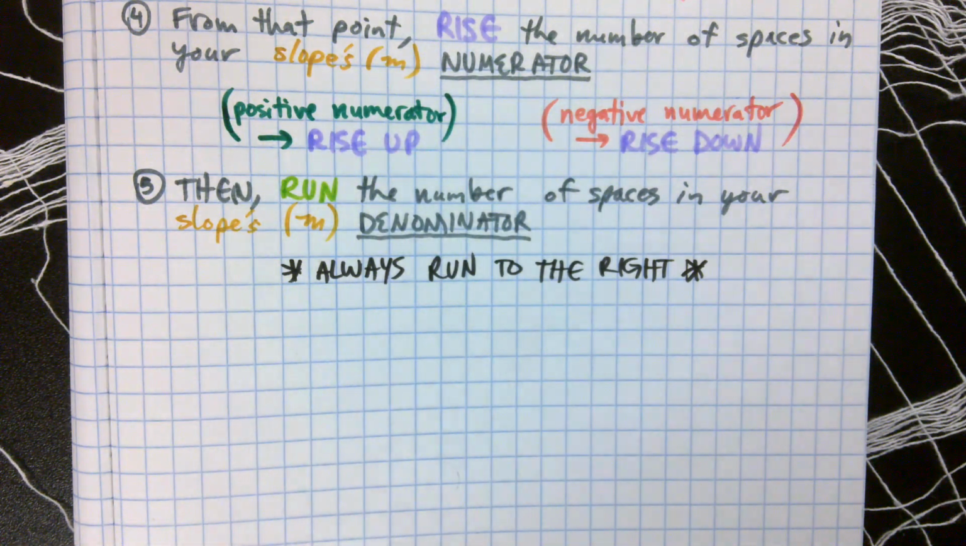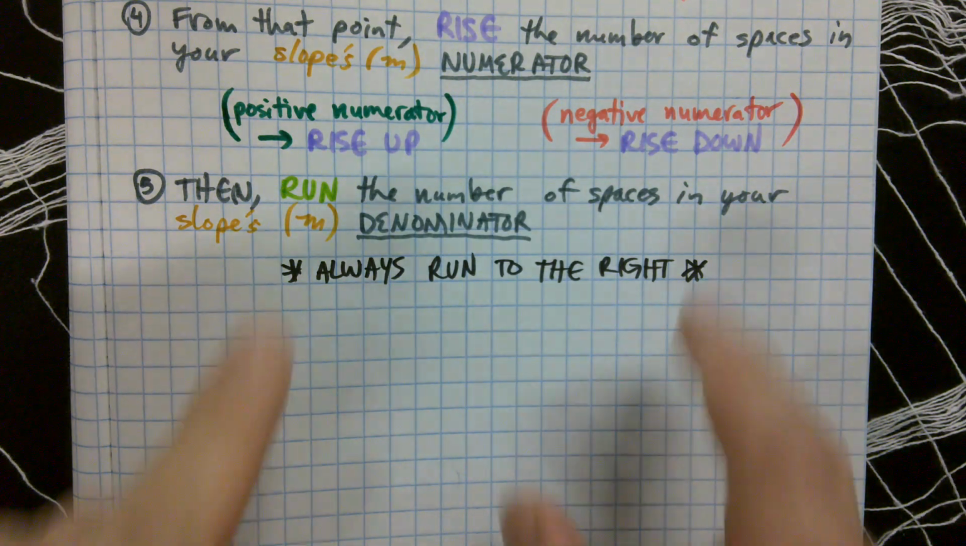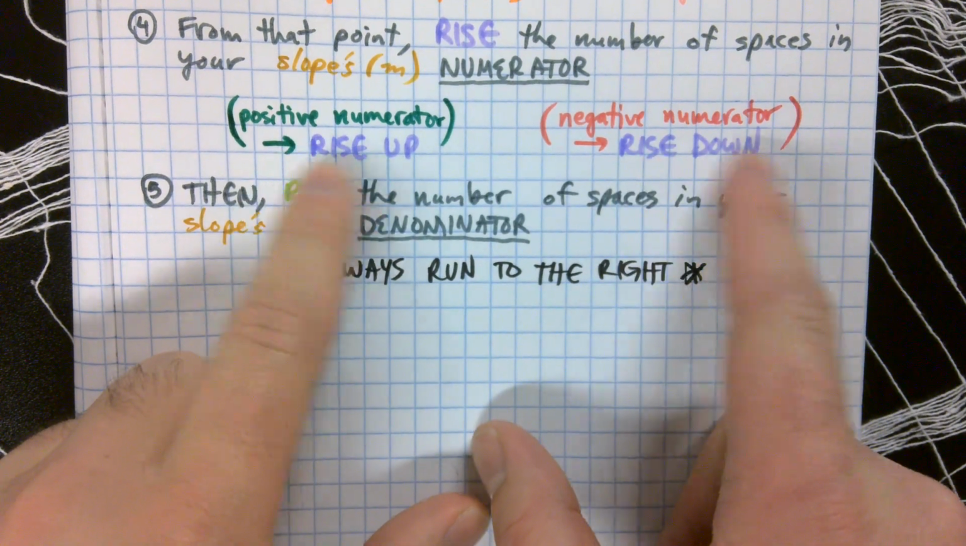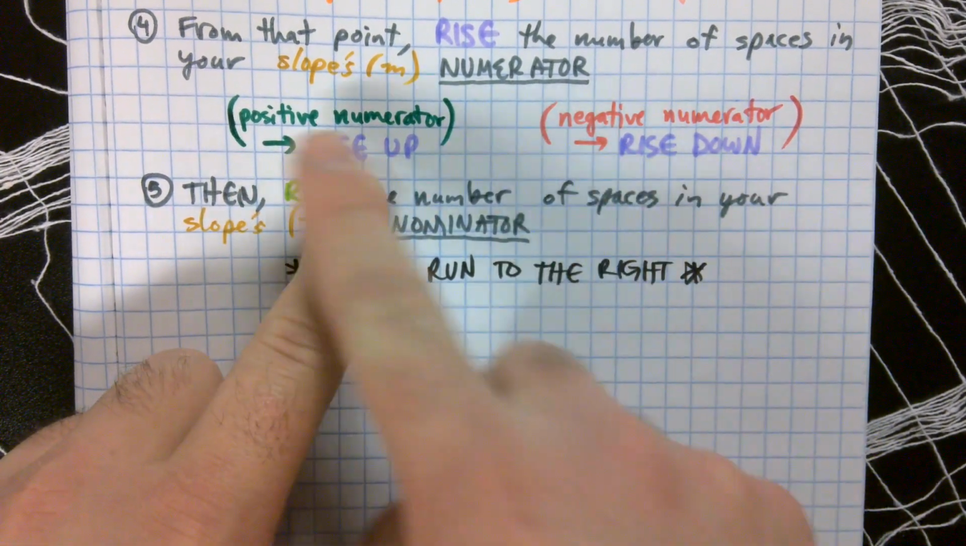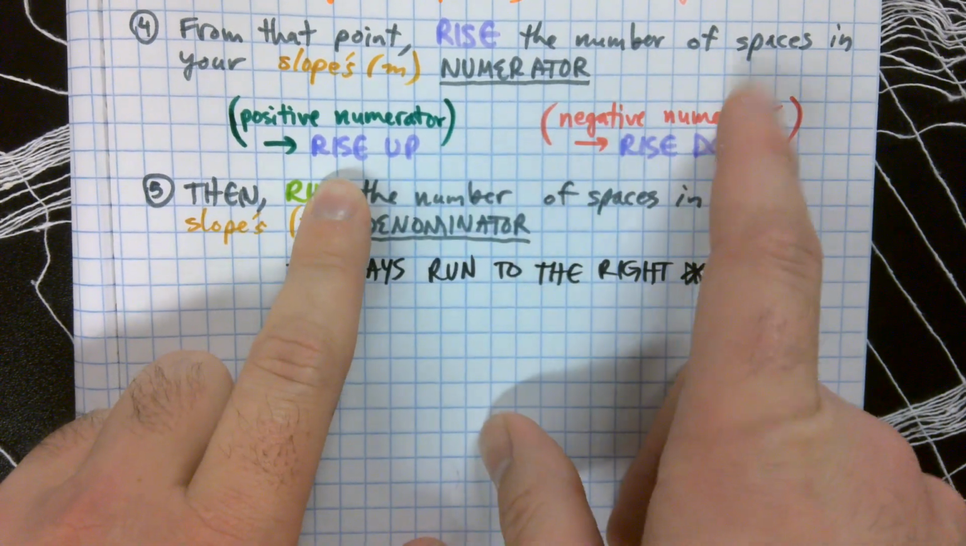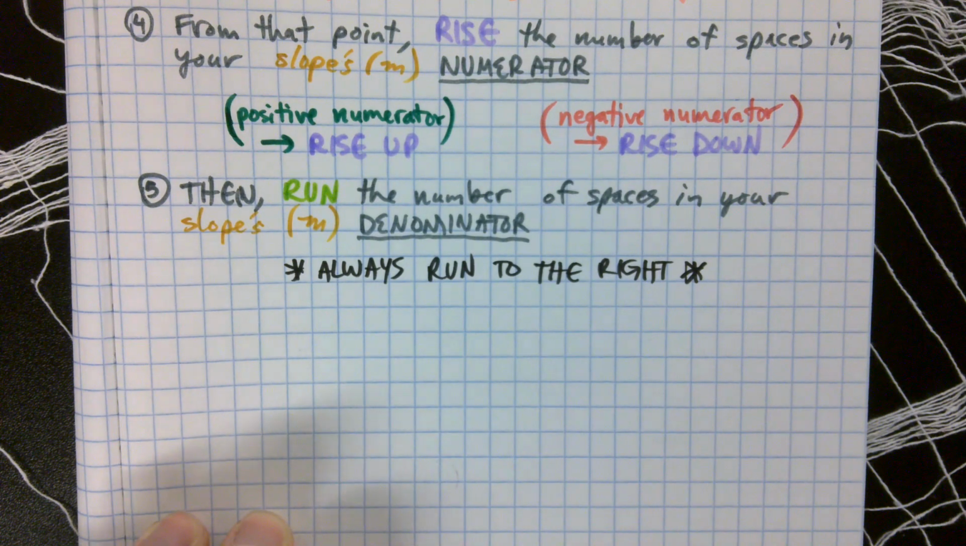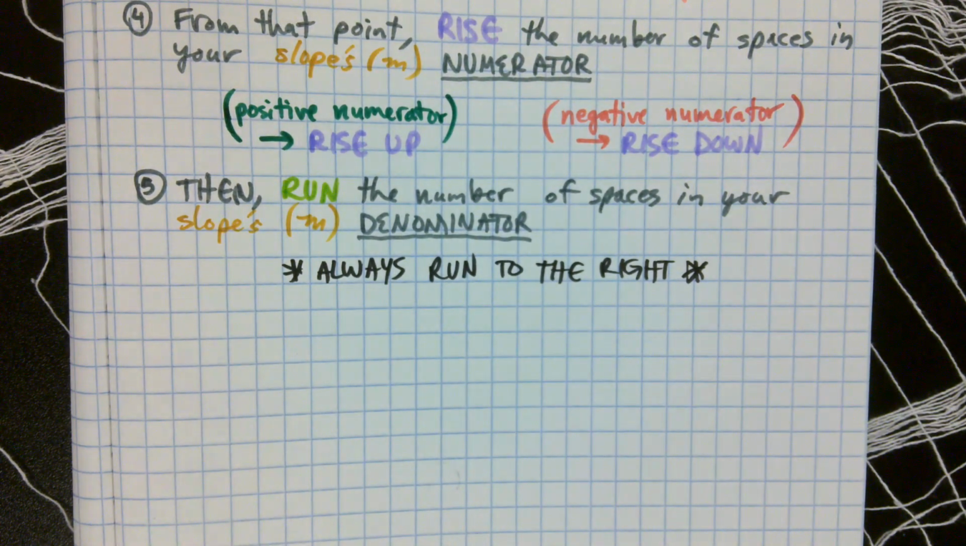And this is something that we've talked about. Whenever we have a negative fraction, we don't want that negative sign in the denominator. We want to throw it up in the numerator. So the direction of our rise is important, right? If our positive numerator is there, we're going to rise up. If we've got a negative numerator, we rise down. Either way, we're always going to run over to the right because our denominator will always be positive.